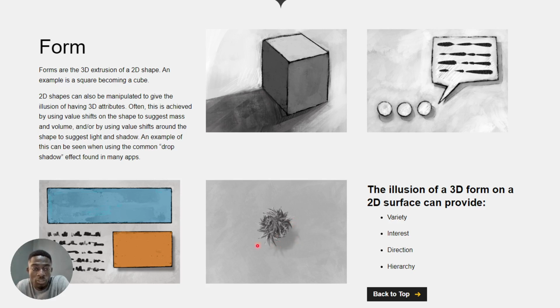How opaque or translucent something is is controlled by a tool we call opacity. So the illusion of 3D form on a 2D surface can provide variety and create interest. By interest, sometimes you want to single out something, and once you add a 3D object to it, it just draws your attention. And you can also create direction as well.